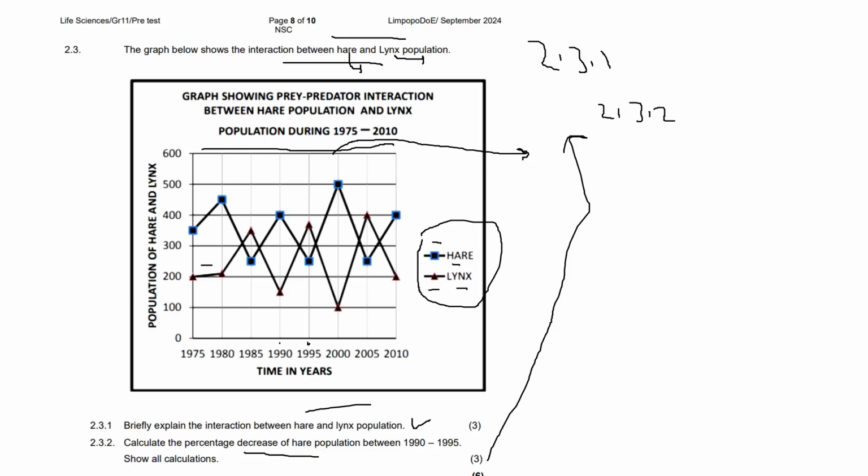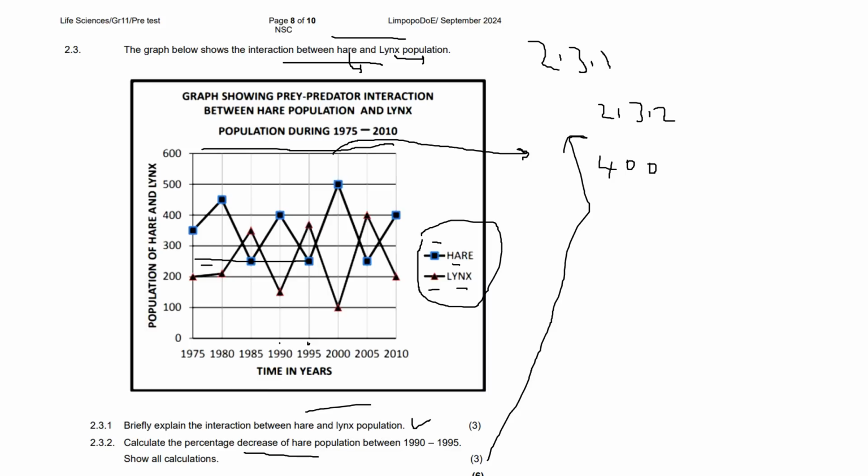So in 1990, we had the blue at 400. So we've got the hare at 400. That will be the first one. And then what is the hare at 1995? It's somewhere around there. It looks like it's in the middle a bit. So if it's in the middle, that will be 250, because the other one is 300, so it'll be 250. Yeah, based on that, it should be 250.